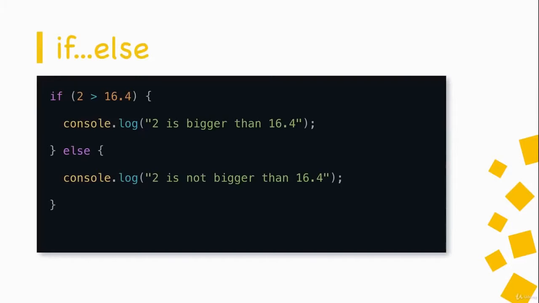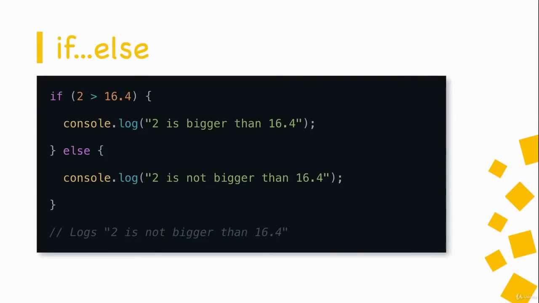So what does this code do? Well, if we run this code, we'll see that it logs to the console 2 is not bigger than 16.4. And that is what should happen, because the condition inside the if block is false. So 2 is bigger than 16.4, that's not true. It will return false, because 2 is not bigger than 16.4. And because the condition returns false, the first bit of code won't be executed. So the code inside the if block will not be executed.